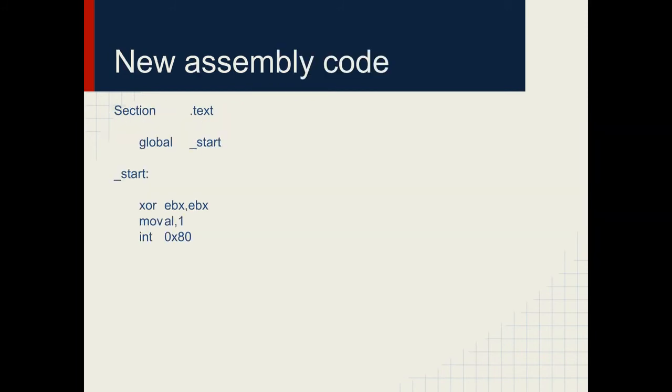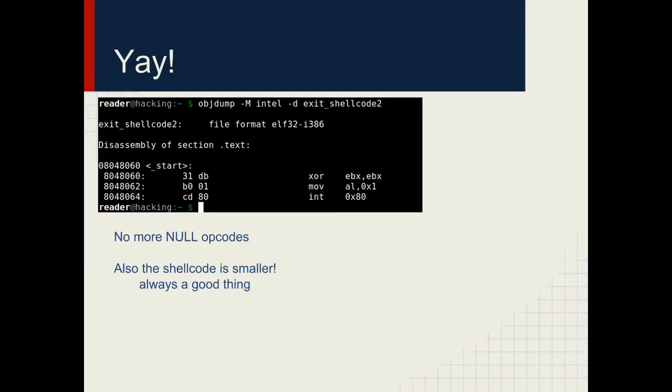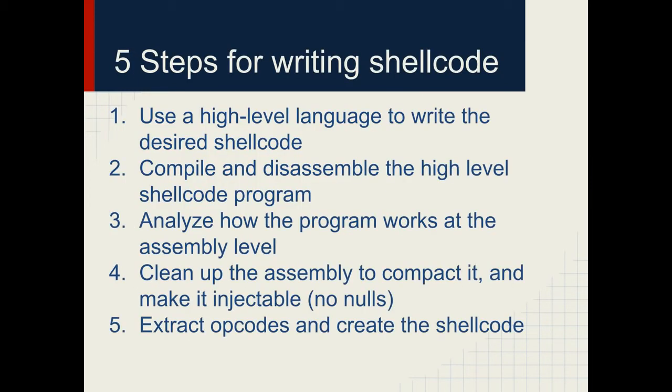So this is our new assembly code, and you'll see that when we put it all together, there are no null opcodes, and this is great. The shellcode is also much smaller, and this is actual shellcode that you could inject into a vulnerable process, this buffer, that would cause it to exit. Not very useful. So let's recap here that there are 5 steps I suggest for writing useful shellcode.